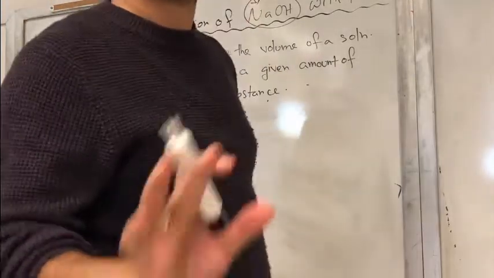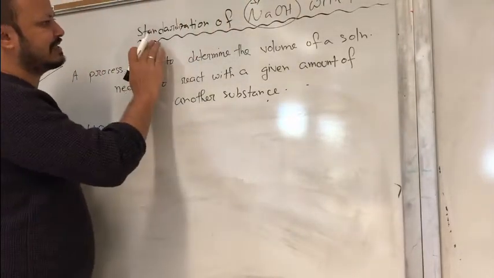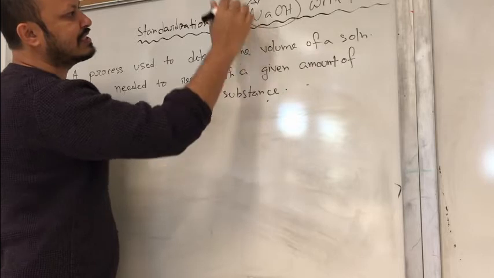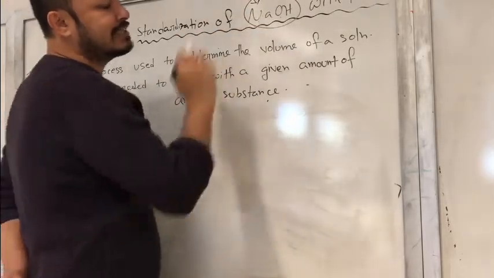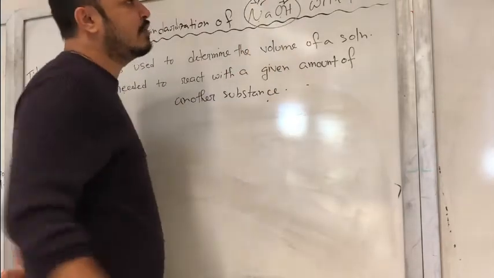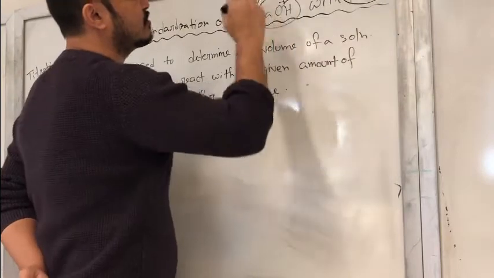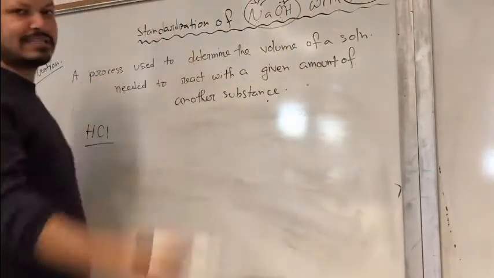This is also called the standardization lab. Standardization of sodium hydroxide. This is a base, as you know. What is the definition of base? The metal oxides and hydroxides. This is a metal hydroxide, so it is a base, and KHP is an acid. So it is an acid-base titration. Now what is the titration?